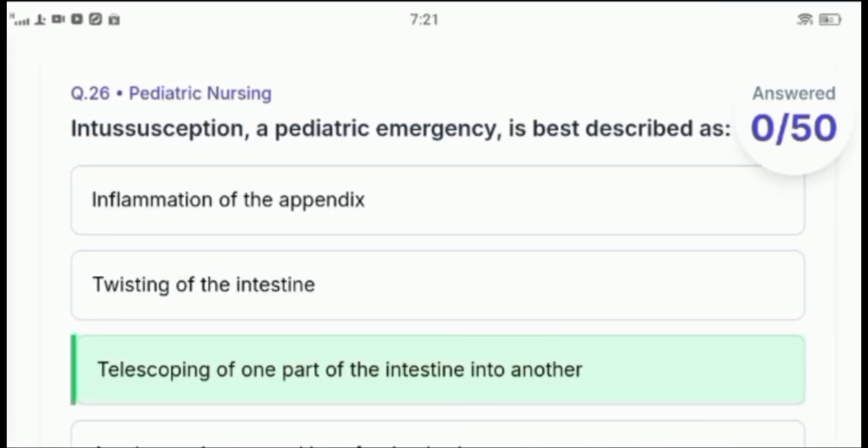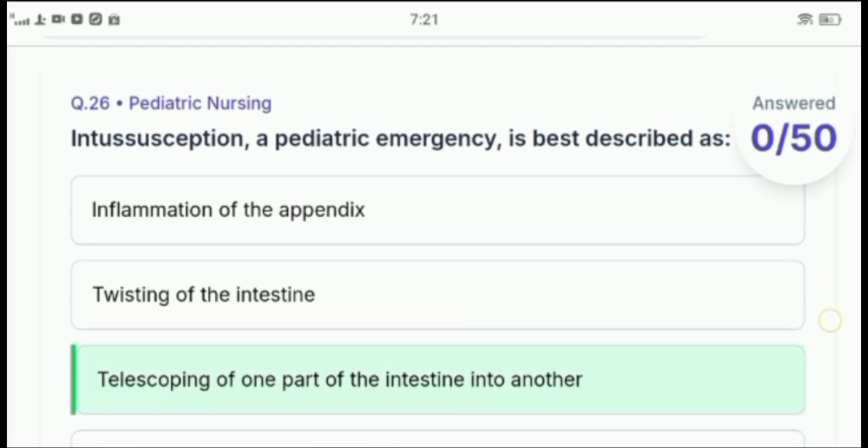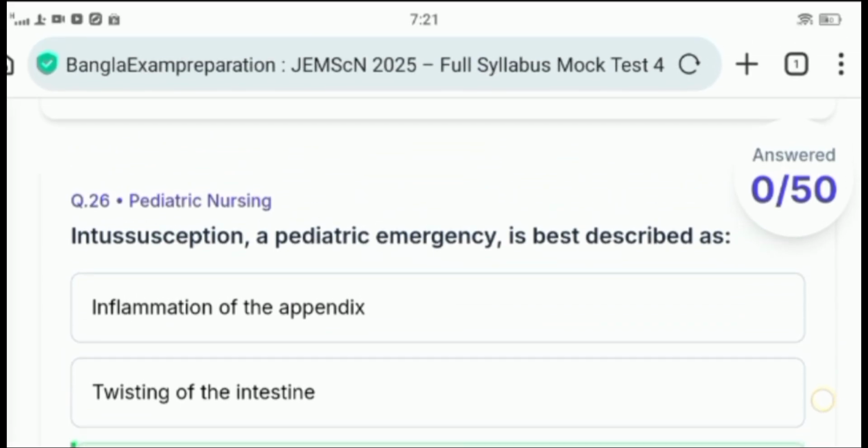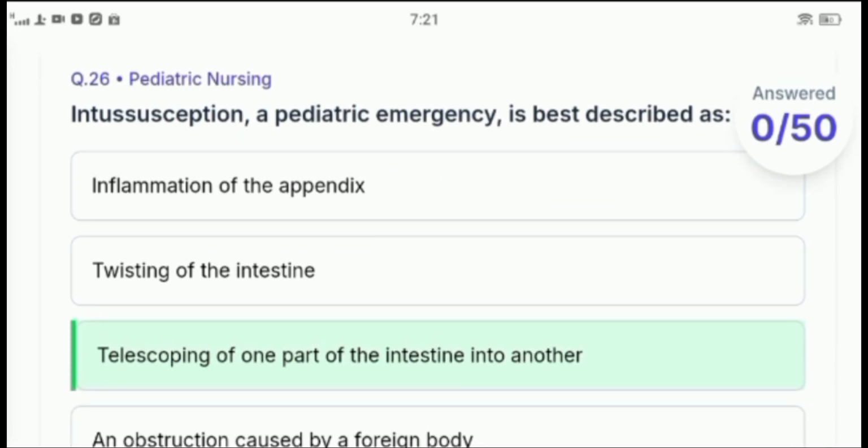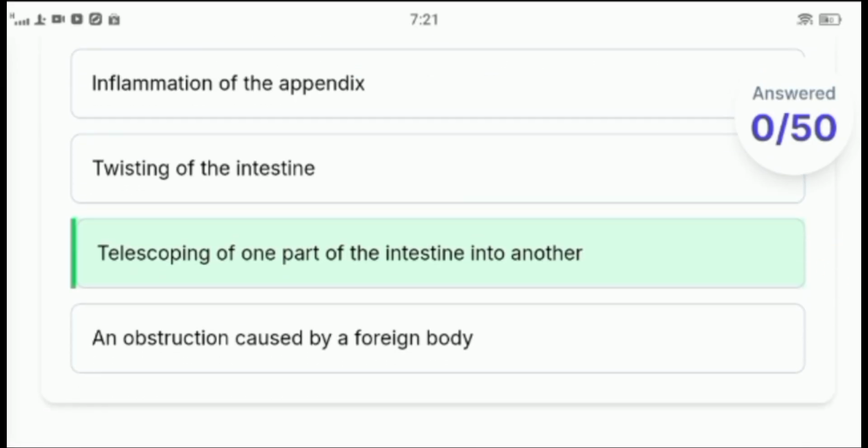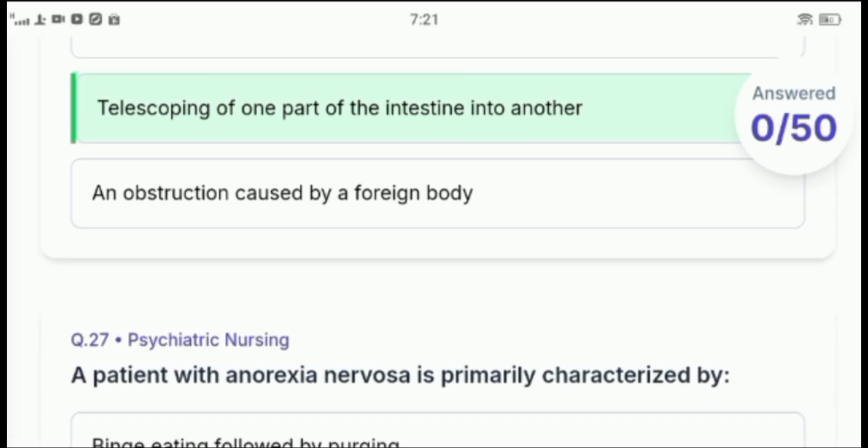26. Pediatric nursing. Intussusception, a pediatric emergency, is best described as A. Inflammation of the appendix, B. Twisting of the intestine, C. Telescoping of one part of the intestine into another, and D. An obstruction caused by a foreign body. So the correct answer is C.